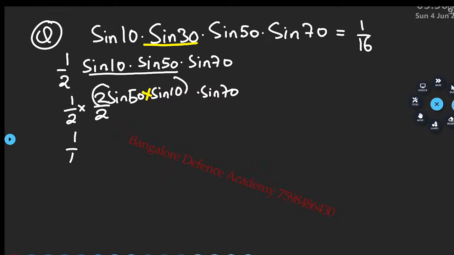ठीक है? So now look at this. 1/2 into 1/2, this becomes 1/4. Bracket sin 60, then no, sorry, not sin, cos आएगा, cos आएगा.